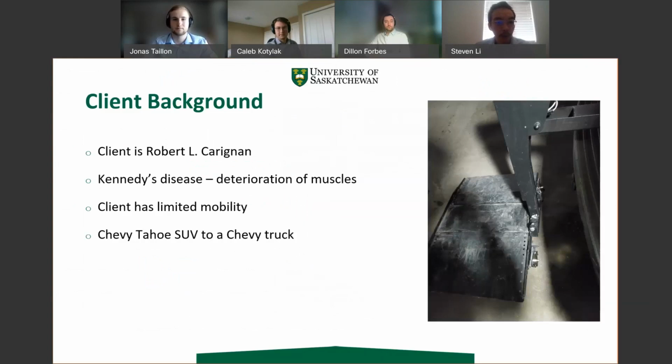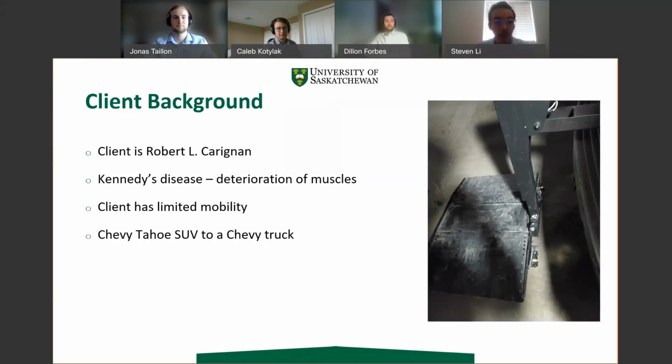Going over the client background, our client's name is Robert. He lives in Saskatoon. He lives with Kennedy's disease, which is a disease that causes the weakening of his muscles over time, which causes him to have limited mobility. He currently gets around in his Chevy Tahoe SUV with a wheelchair lift.